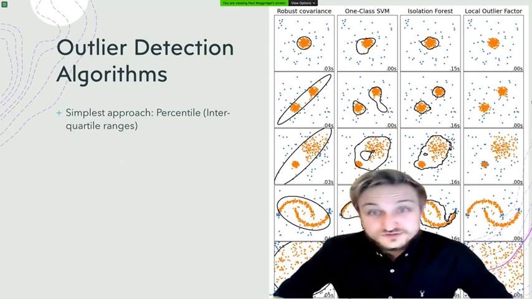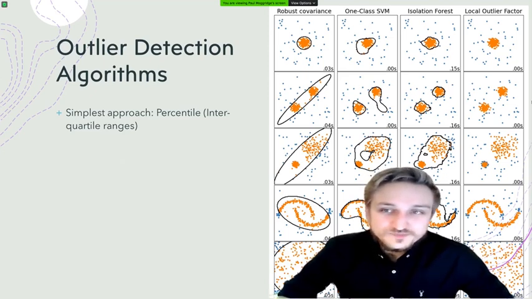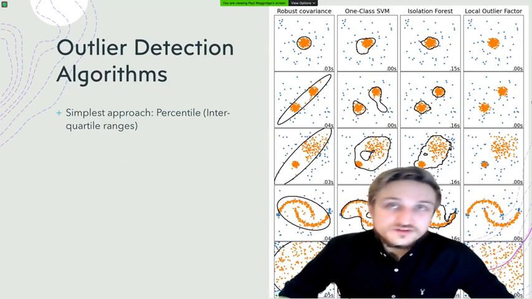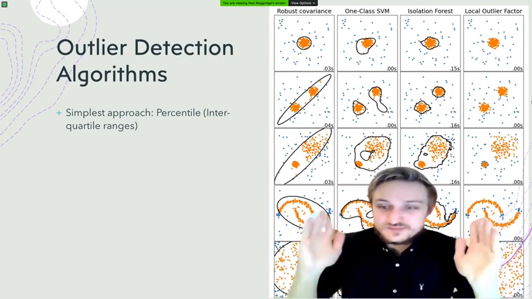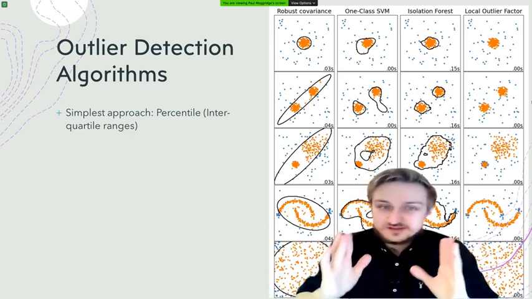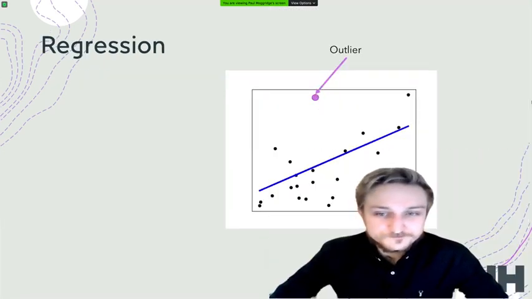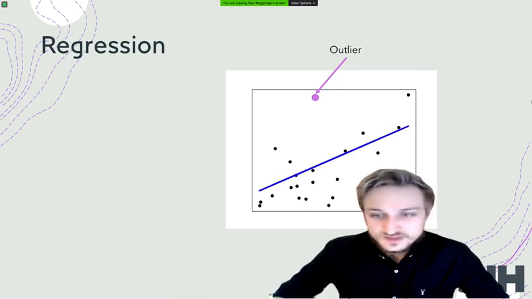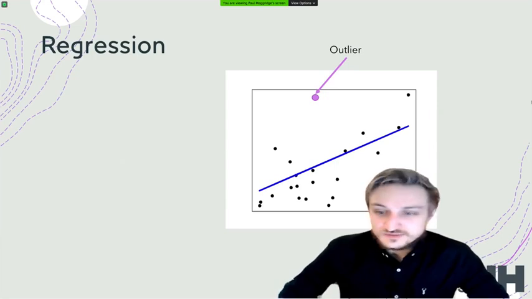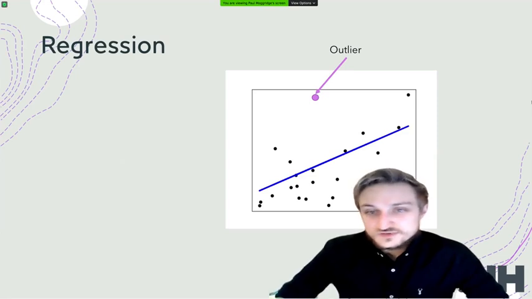The simplest approach, of course, for outlier detection is just to calculate your interquartile ranges and remove everything outside of a given percentile. So you might remove everything outside of the 5th and 95th percentile of the data, chop those bits off, or maybe the 25th and the 75th percentile. That's obviously the simplest approach to removing outliers. As I mentioned earlier, regression can be used. We've plotted a trend line here, and we could either simply use that trend line to represent this data moving forwards, or we could look at the distance of different points from that trend line to detect our outliers.